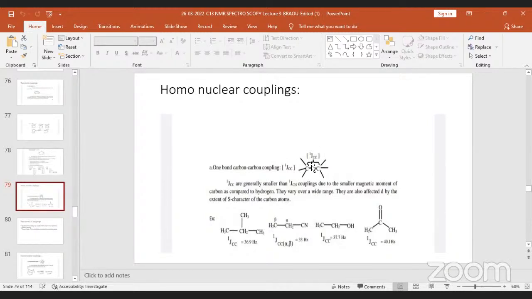Here also, two carbons separated by one bond is J1CC. They are generally smaller than J1CH. You can compare: J1CH is around 125 Hertz, while J1CC is less, 36.9 only in the case of isobutane. And here you see 33 Hertz in the case of ethyl propionitrile. Ethanol is 37.7, acetone is about 40.1. So these are the J1CC couplings. This is the coupling between this carbon and this carbon. Here the carbonyl carbon or the CC carbon is enriched, then it will undergo coupling.